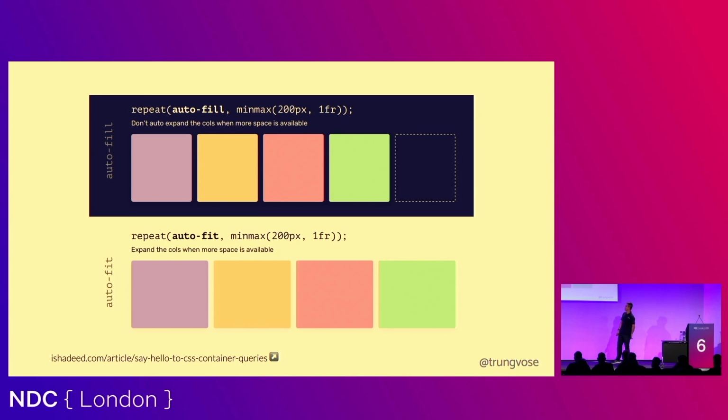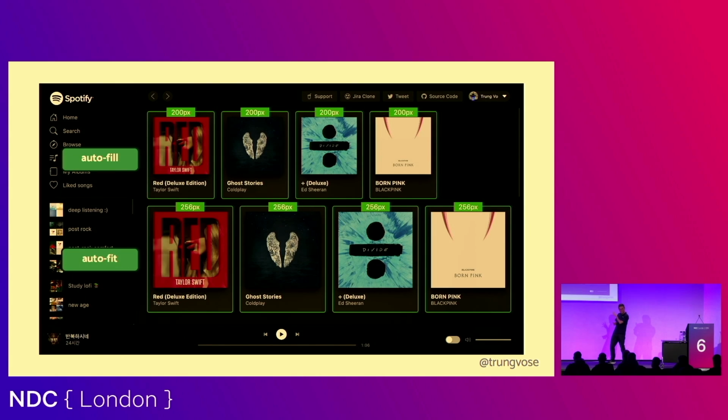So we look into auto-fill and auto-fit. Okay, so auto-fill doesn't expand when there's more space available. Auto-fit tries to still fit into the space available. It doesn't really make sense now. It's going to make sense in the next slide.